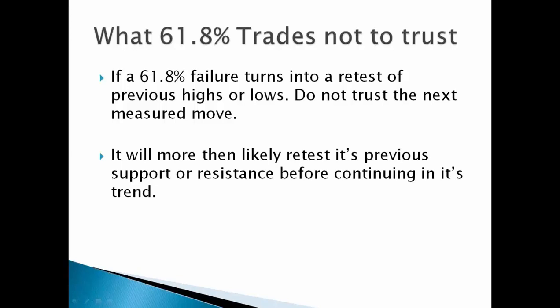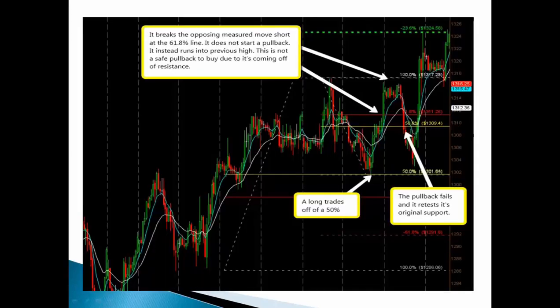Let's look at an example here in the next slide of a 61.8% line not to trade or not to trust. In this particular example, we bounce off of a 50% long. We're using 50% longs here because they're easier to understand. We rally up and break an opposing measured move short. Now, normally, this would be a situation where we would buy the next pullback. It does not start its pullback. It instead runs into its previous high. This is not a safe pullback to buy due to its coming off of resistance again.